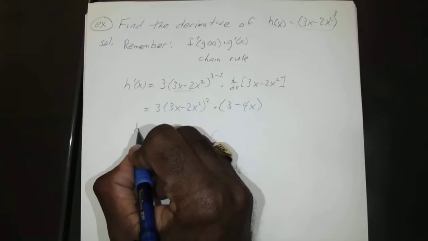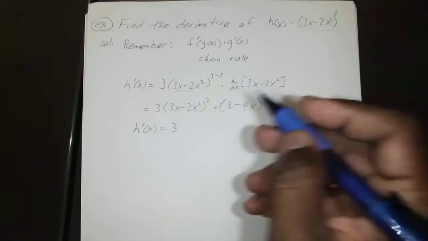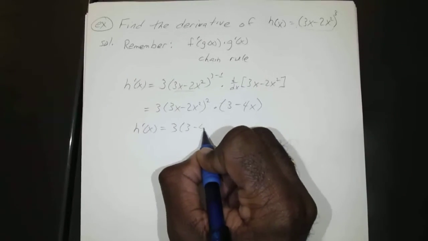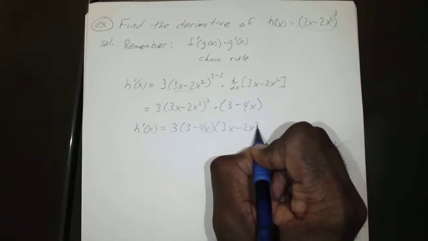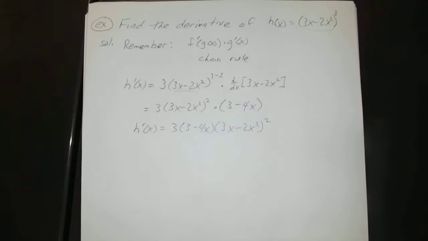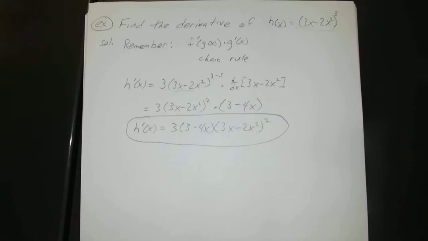So for this one, your derivative is equal to, and you can write it in any order you like, 3x minus 2x squared. You don't have to foil it and all that other stuff. You're actually good there. I mean, you can if you want to, it's just extra work.